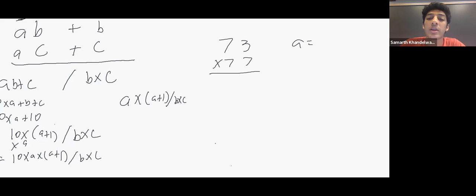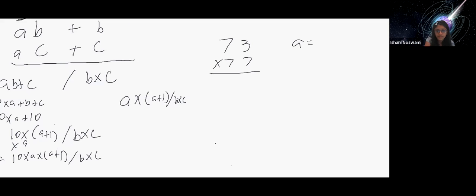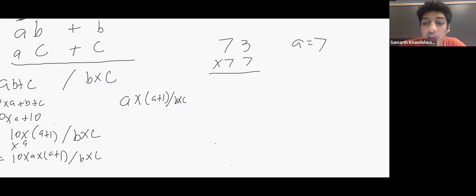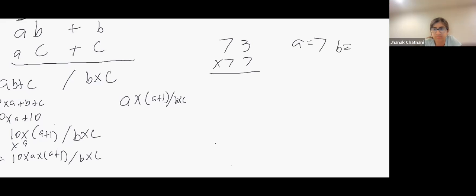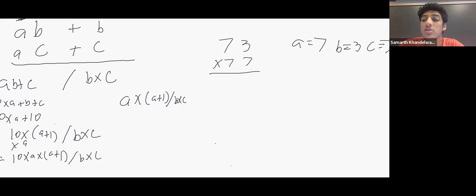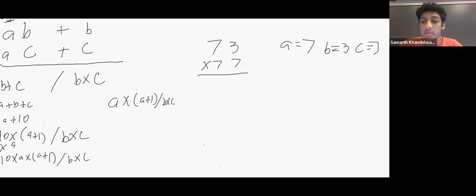Somebody just raise your hand and tell me. Ishani? A is equal to 7. Nice job. Now, what is b equal to? 3. And c? 7. Good job. So, oops, A and C are both equal to 7, and B is equal to 3.